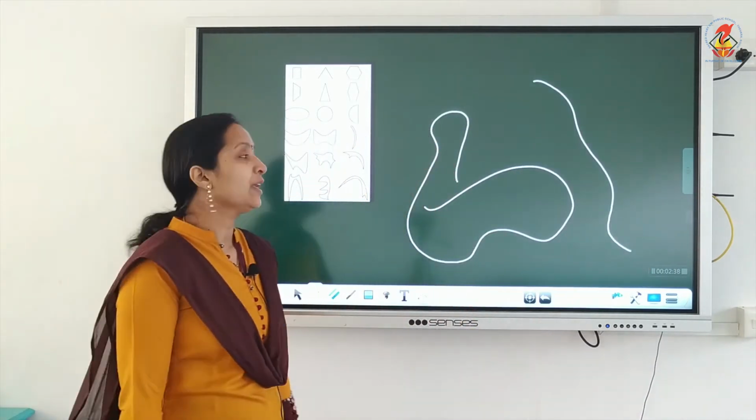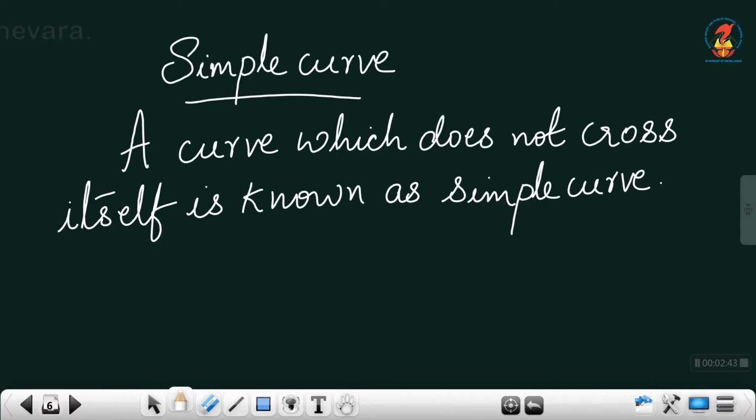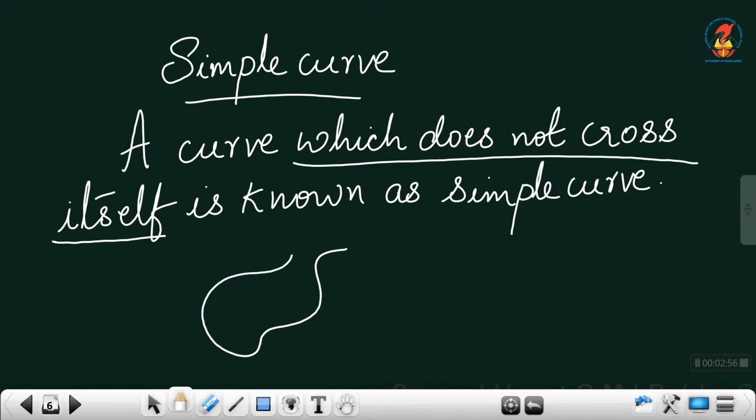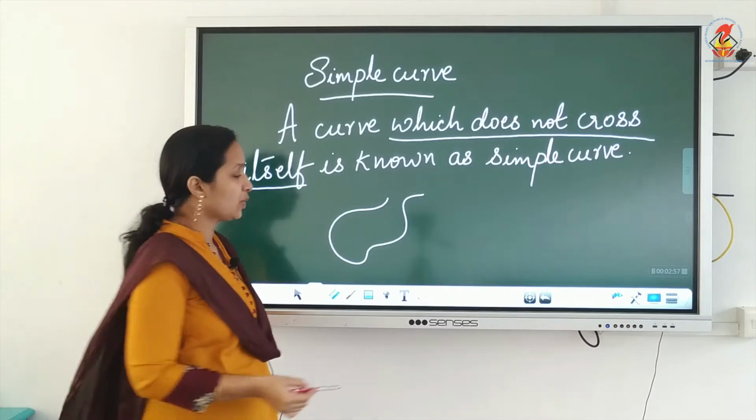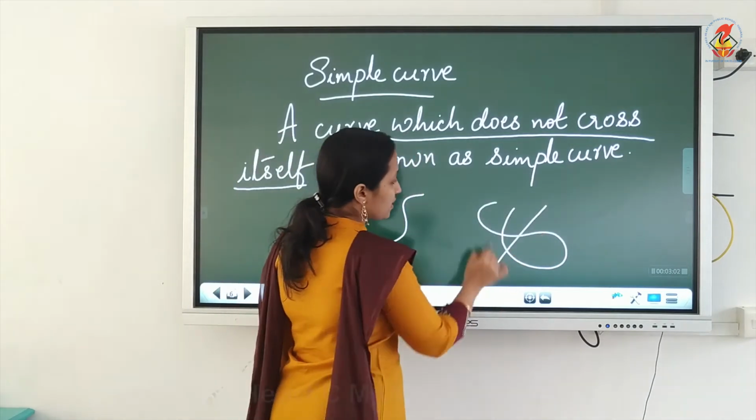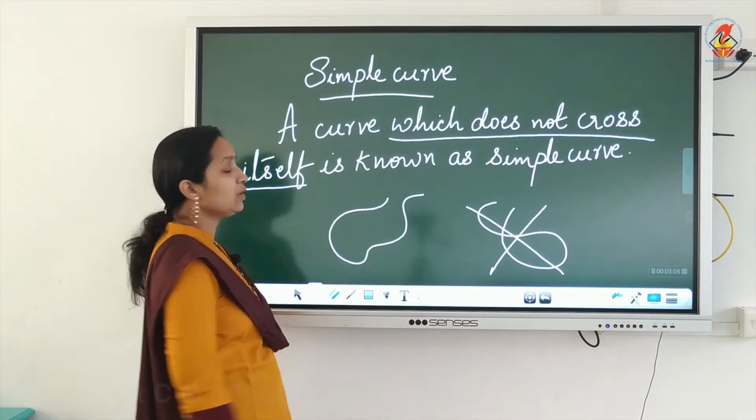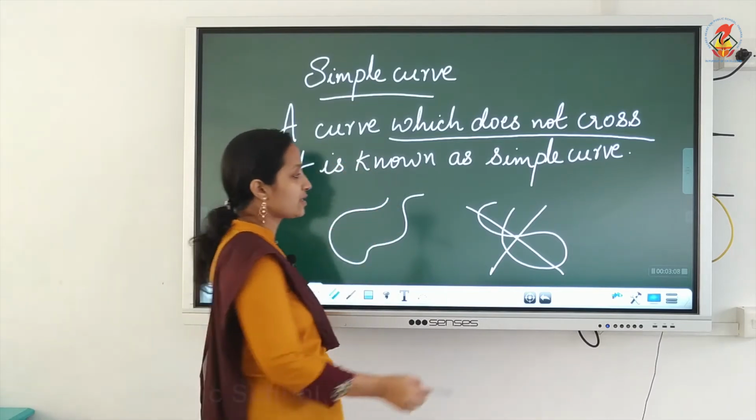Okay, children. Now, there are different types of curve. The first one is the simple curve. A curve which does not cross itself is known as a simple curve. This is very important. Suppose this is a simple curve. It is not crossing. Now, look at this, children. There is a crossing, so it is not a simple curve. No crossing is allowed.